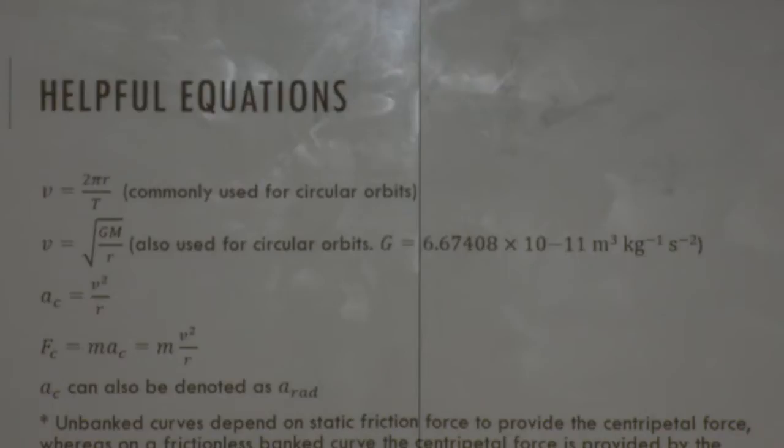Here are some helpful equations. v equals r over t is commonly used for circular orbits, basically anything traveling in a circle. v equals the square root of G M over r is also used for circular orbits. Your G is your gravitational constant. It is 10 to the negative 11th.